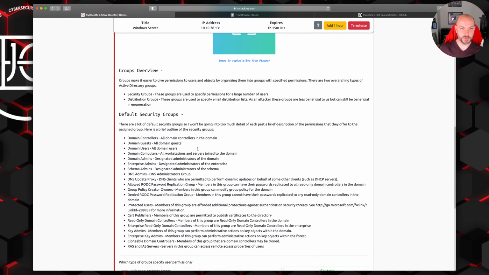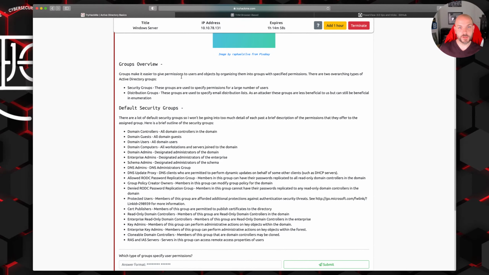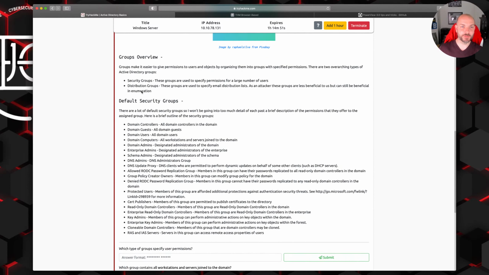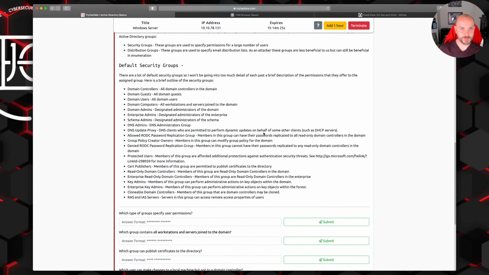And look at that, we're actually going to talk about groups. Groups make it easier to give permissions to users and objects by organizing them into groups with specific permissions. There are two different types of Active Directory groups. You've got security groups, which specify permissions, and distribution groups. These are used to specify email distribution lists, right? So you might see that within Exchange. If you and a group of friends want to create a specific group and an email address for that, then you can go ahead and do something like that.